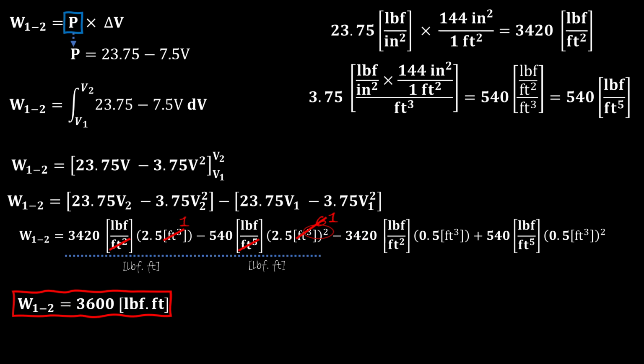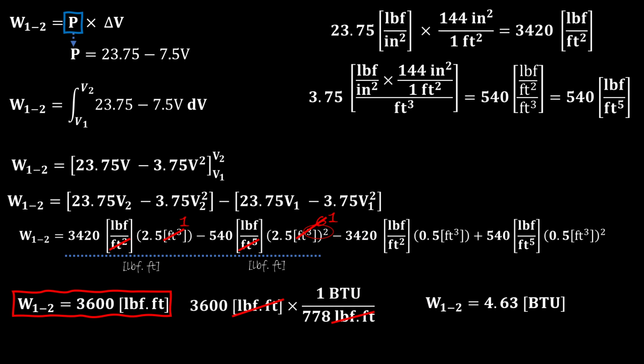That's good. We are also asked to find it in BTU. So here we will use a conversion factor. We will say that 3,600 pound force times feet times 1 British thermal unit is equivalent to 778 pound force times feet. So these pound force feet will cancel, and we get the work done, or the energy needed to compress the gas, which is 4.63 BTU. This is the answer for A.